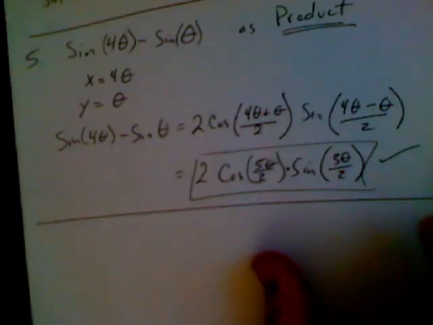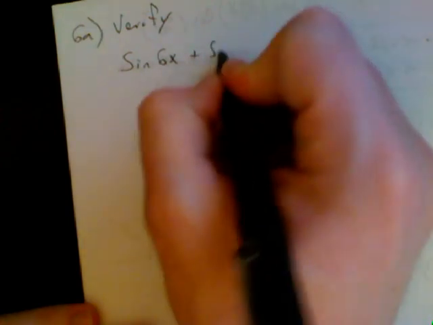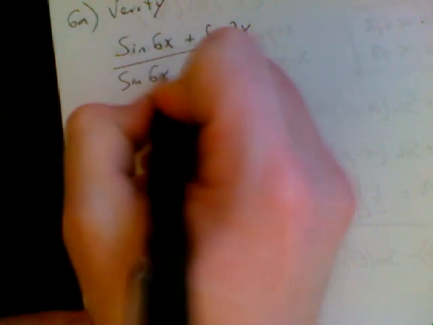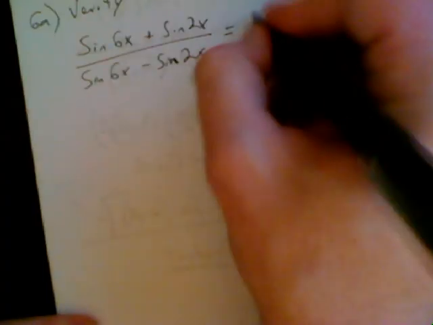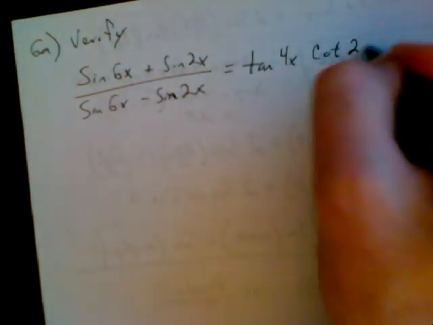Lastly, we're looking at problem 6, and I think there will be enough time to finish this one on the video. So I'm going to go ahead and start a new page. The problem is, again, 6a, verify this identity: the sine of 6x plus the sine of 2x, divided by the sine of 6x minus the sine of 2x. This is supposed to be equal to the tangent of 4x times the cotangent of 2x.